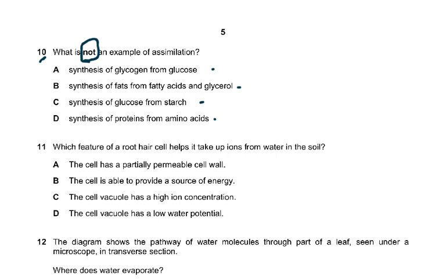So what is not an example? This is an example, this is an example, this is an example, and this is not an example. Glucose cannot be made from starch. That is not possible. If you eat bread or rice that contains starch, it is digested to glucose, and the glucose enters the blood and is carried all around the body, and then your cells use it for respiration, or if it's in excess, it will be stored as glycogen in the liver.